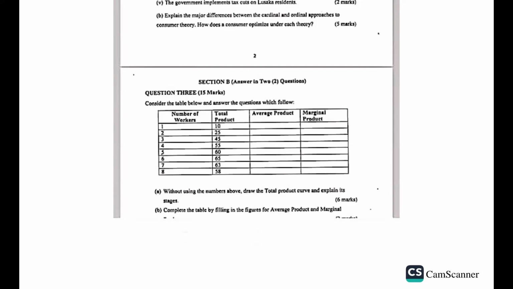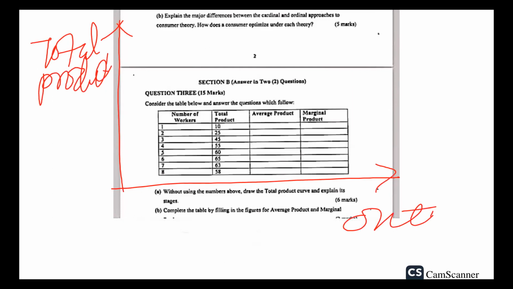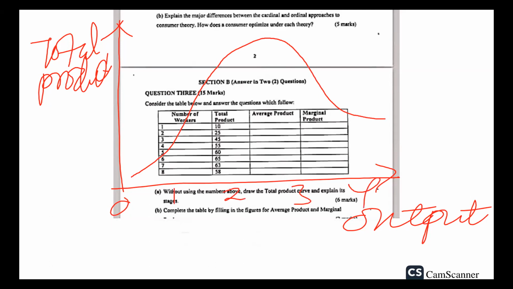You are not using the numbers above. Okay. So how do you draw the total product curve without considering the numbers above? The total product curve is like this. On the vertical axis, you have total product, and on the horizontal axis, you have output. The total product starts from 0, moves like that, reaches the maximum, and starts falling. That's the total product. From 0 here, you can put the units of output as 0, 1, 2, 3, and 4, like that.